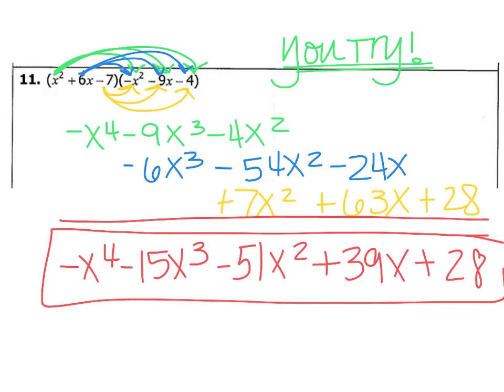Alright, so your final answer should be negative x to the fourth minus 15x to the third minus 51x squared plus 39x plus 28. Alright, so if you didn't get this answer, be sure to check for silly mistakes.